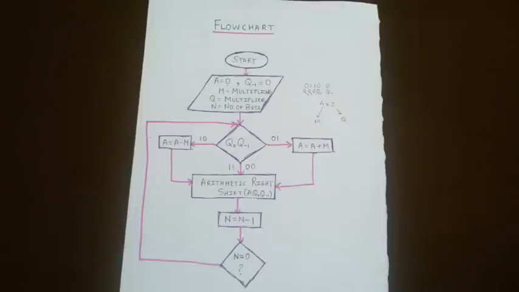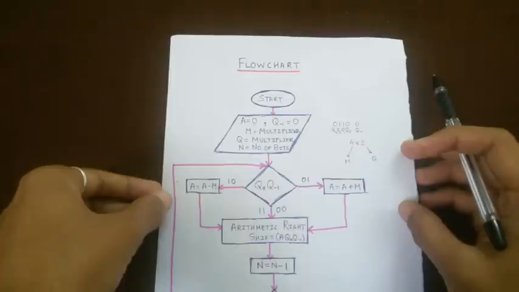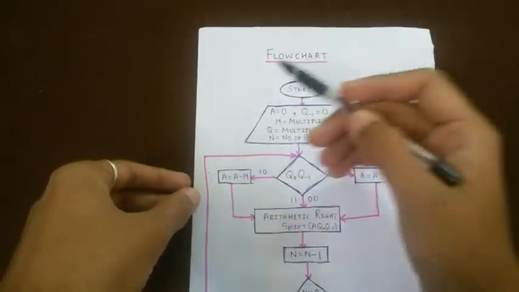The ALU unit of a processor can perform addition, subtraction and shifting operations. So for performing operations like multiplication, we need Booth's algorithm. Now here you can see the flowchart of Booth's algorithm.